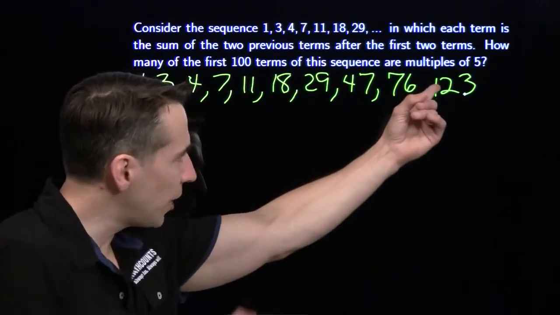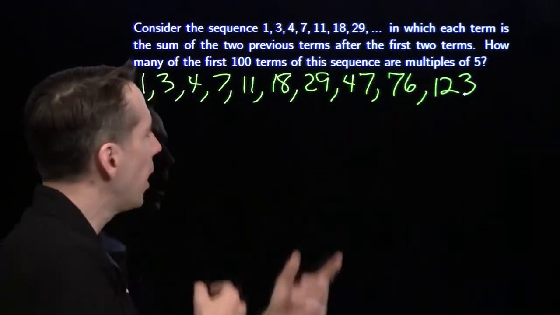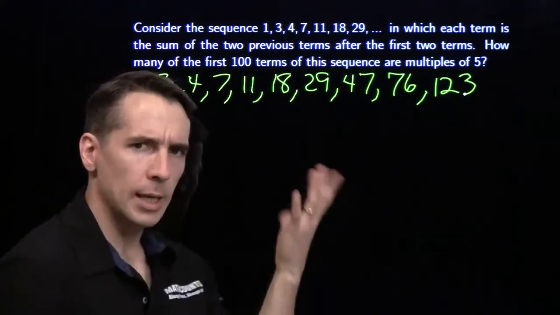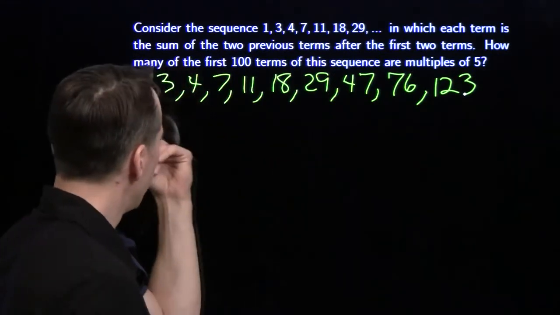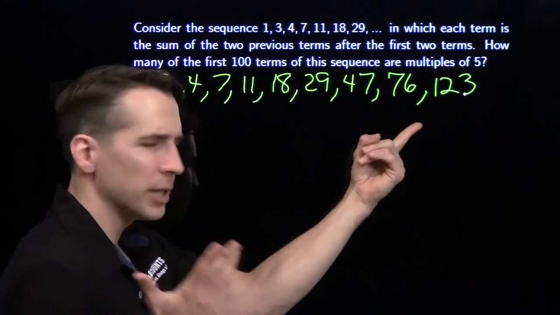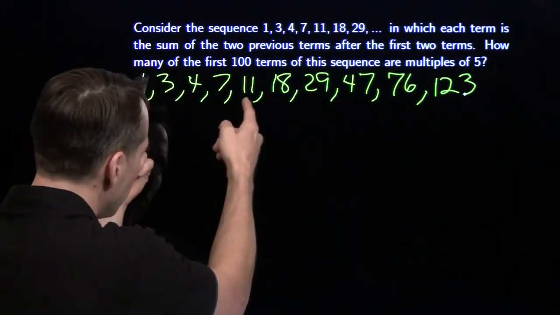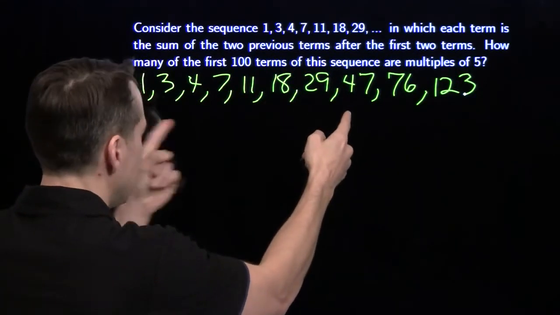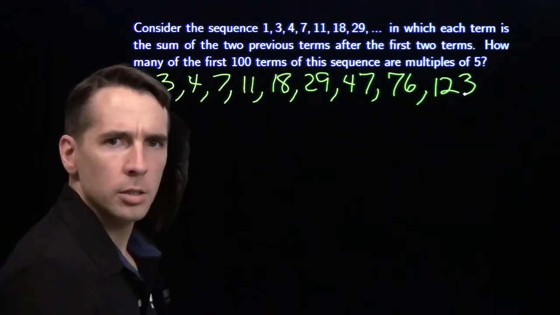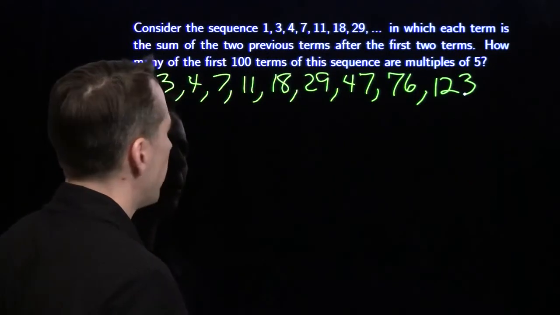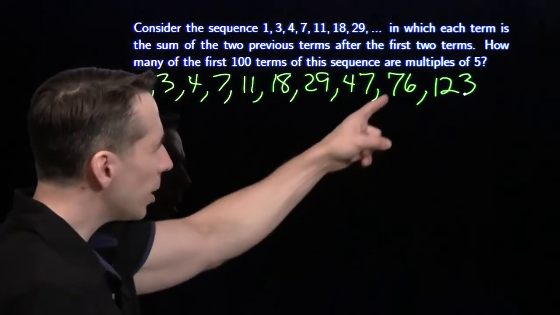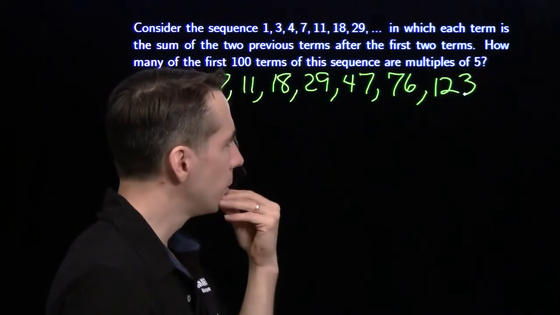We're looking for multiples of 5. Still don't see any multiples of 5. Multiples of 5 means ends in a 0 or ends in a 5. Now, there are no 0s or 5s, but that gets us thinking, maybe we just look at the last digits. 1, 3, 4, 7, 1, 8, 9, 7, another 7, 6, 3. I still don't see any patterns, but what we care about really is multiples of 5.